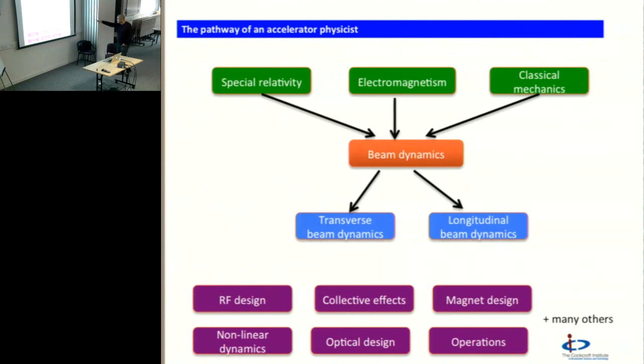Then once you've done all this stuff, you go on to more specialist topics, some of which you'll do in the Cockcroft courses: RF design, how to design cavities, collective effects, space charge, beam-beam interactions, magnet design. Neil will do this in his series of lectures, optical design, linear dynamics, operations, and many, many more. So we'll have loads of specialist courses at the Cockcroft. You pick this stuff up when you go and do a job, be it a PhD or a postdoc or whatever, because you can't learn to design a lattice in a lecture theatre. You learn it by actually doing it. But it all rests on understanding the basic dynamics.